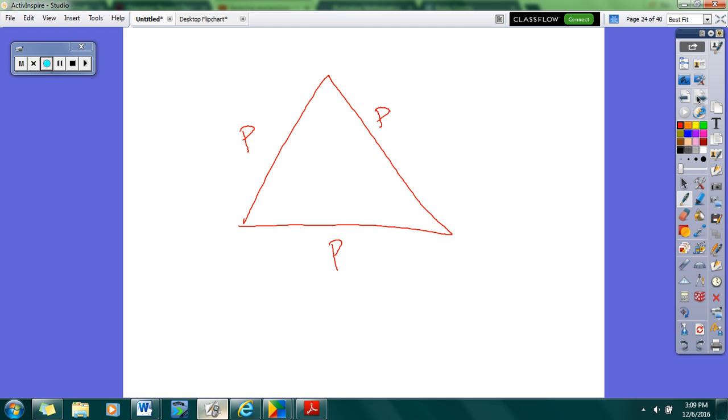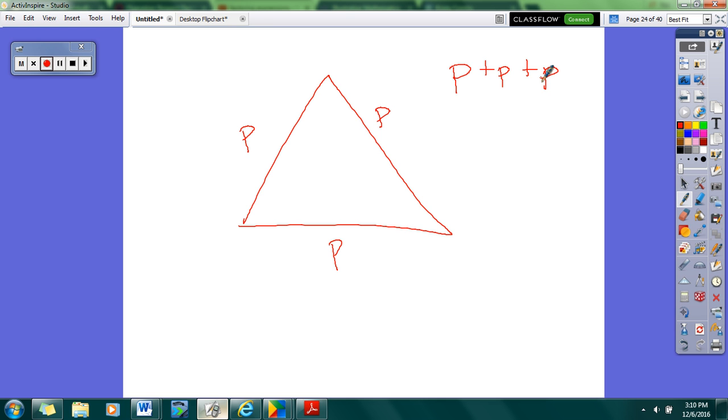Another example I have here is an equilateral triangle. In this equilateral triangle, all sides of the triangle are the same. So in this one, it's P. To find the perimeter of this triangle, all I have to do is add up all sides of the triangle. So I'm going to say P plus P plus P.